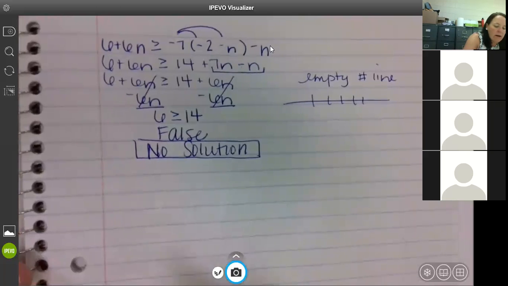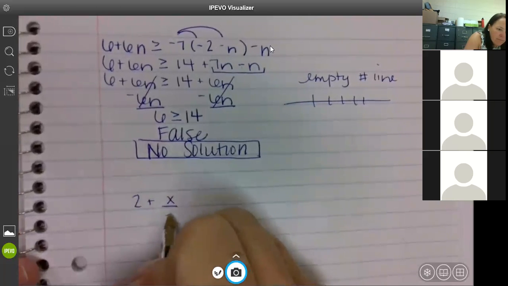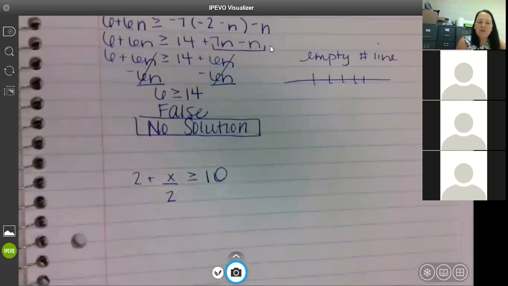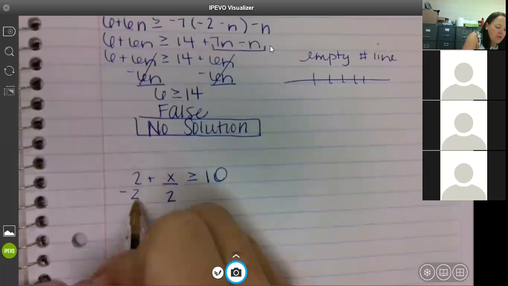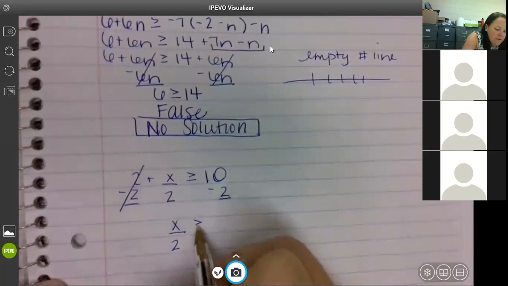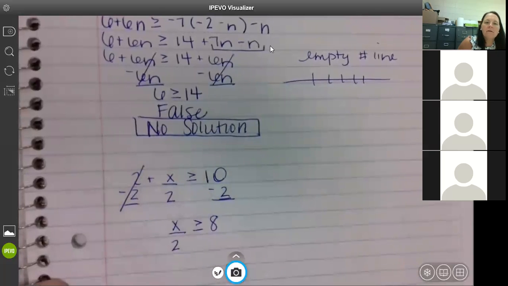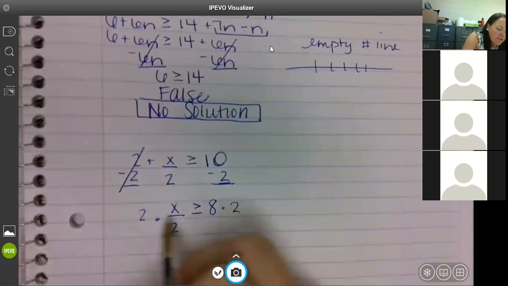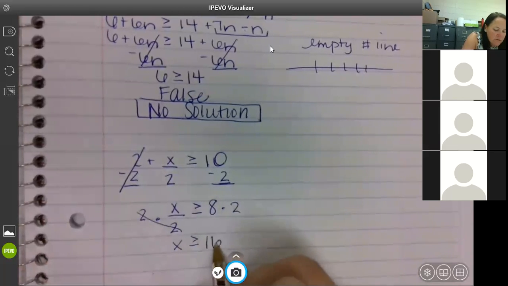And then, like I said, I want to do one more because I haven't done one like this. So this one has a fraction, and we didn't have any fractions for our notes today. So that's why I wanted to make sure. And there is one on your quiz. So how do we solve this one? Subtract 2. We're going to get rid of this 2 by subtracting. We're left with x over 2 is greater than or equal to 8. How do I solve now? Multiply by 2, and we get x is greater than or equal to 16.